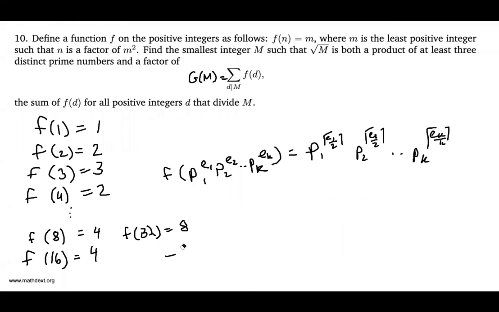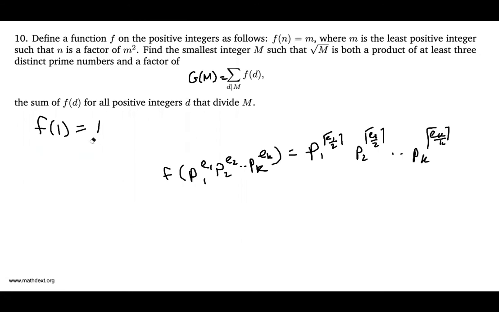Well, you basically take the sum over all possible factors, and you take f of each of them. For now, why don't we just completely disregard the constraints that the square root of m is a product of at least 3 distinct prime numbers, and that m doesn't have to be a factor of g of m right now. We're just going to get a feel for what g of m actually does. And what we will see is that g of m works sort of like finding the sum of all divisors.